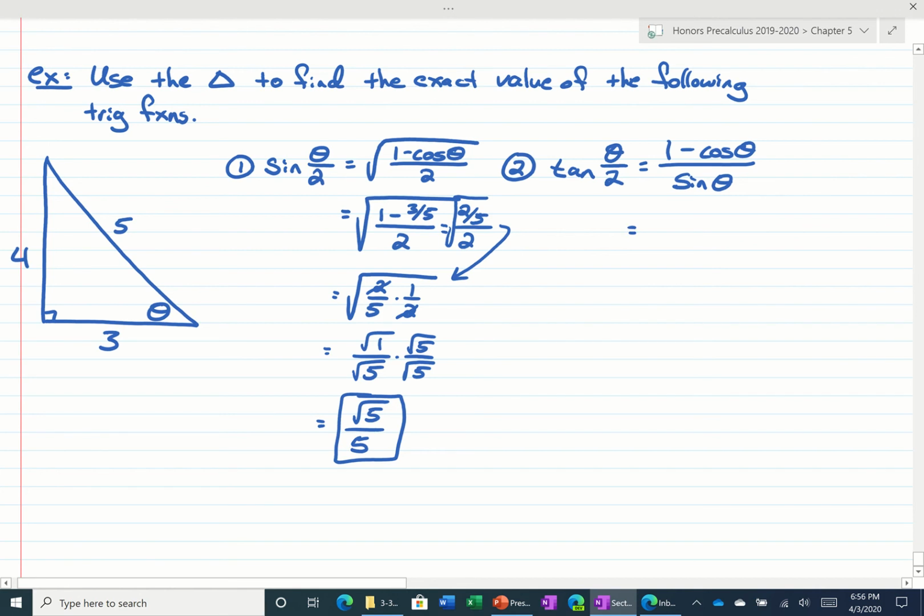Rationalize means we get rid of the radical in the denominator. So this would be 1 minus 3/5 divided by the sine, which is 4/5. 1 minus 3 over 5 is 2 over 5. And we're dividing by 4/5, so that's the same thing as multiplying by the reciprocal. And that's why the answer for this would be 1/2.